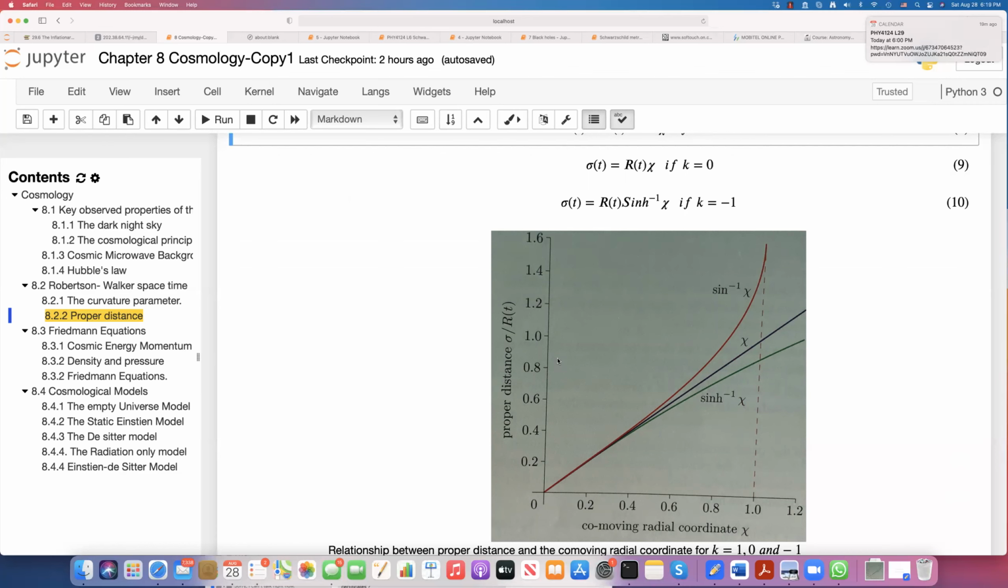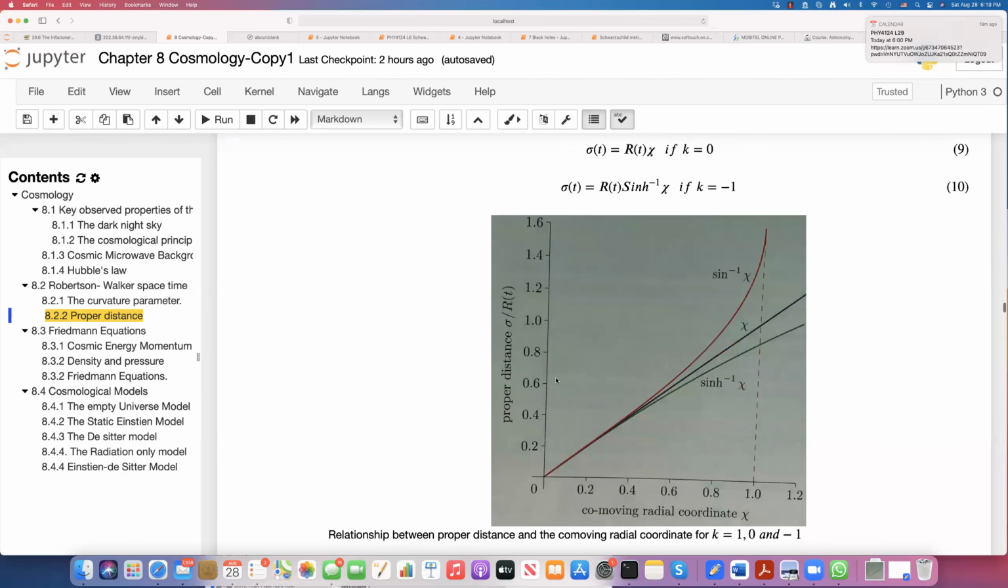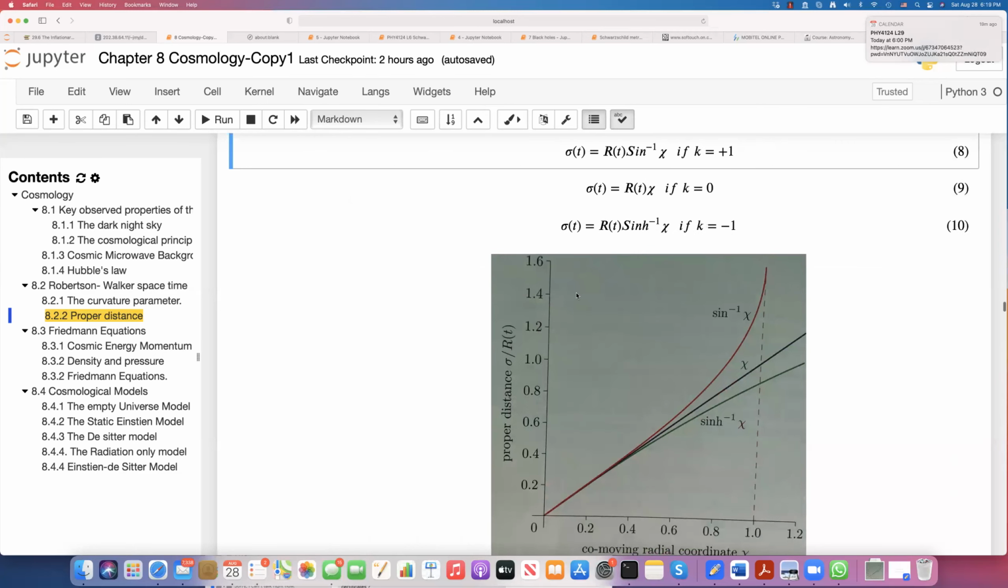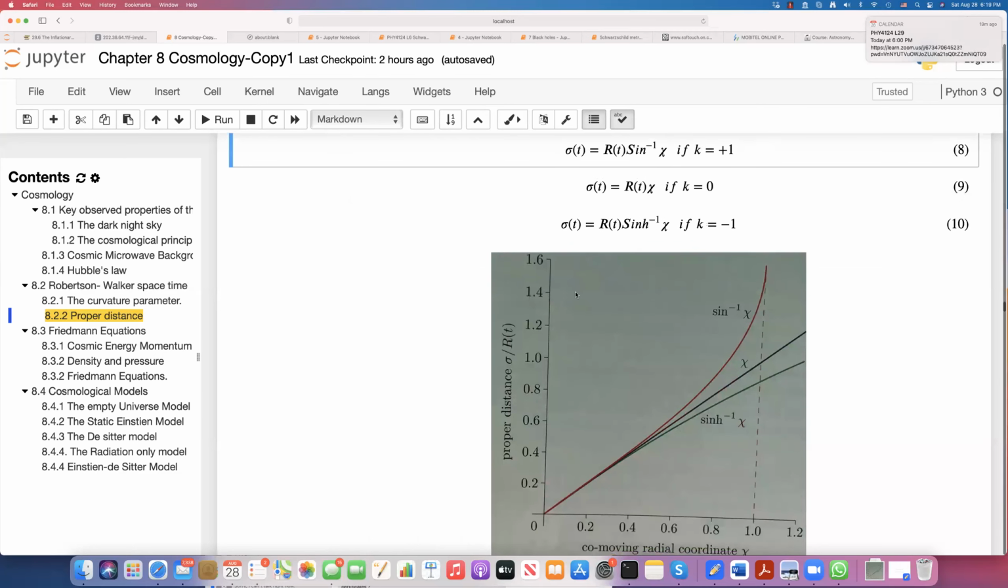If you plot these functions with the x-axis as the co-moving radial coordinate, that is chi, in these three expressions, and the y-axis as the proper distance, sigma over R, so sigma divided by the scale factor, right? So here are the three graphs, and what you can see here is that up to a certain value, all three options look the same, right?